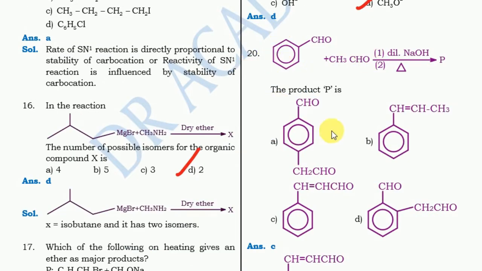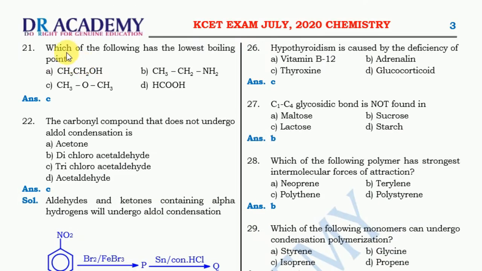Okay, next one: which of the following has the lowest boiling point? For this one the correct answer is option C. Next one: carbonyl compound. Okay, for this question the correct answer is option C. The next one: for this question the correct answer is option B.